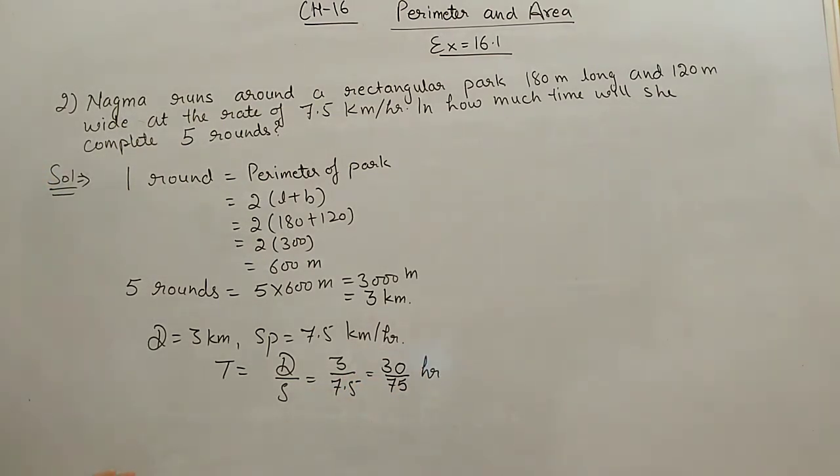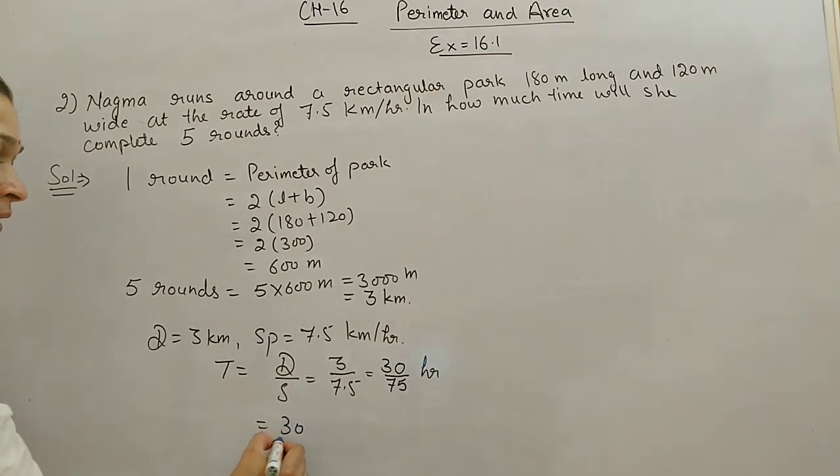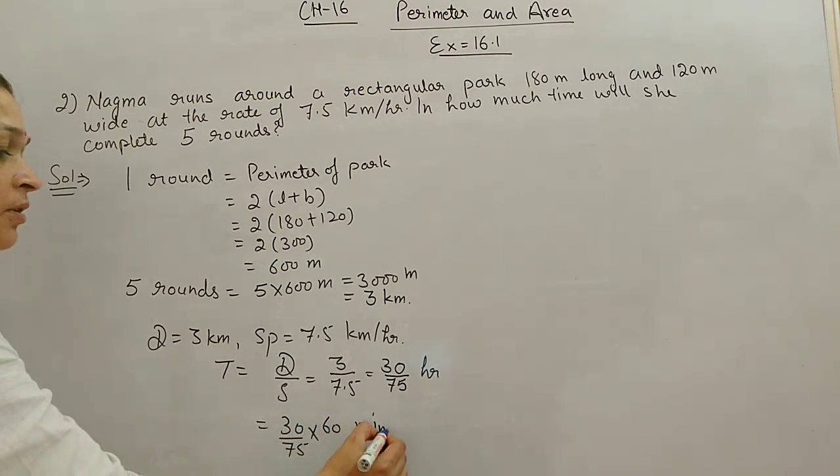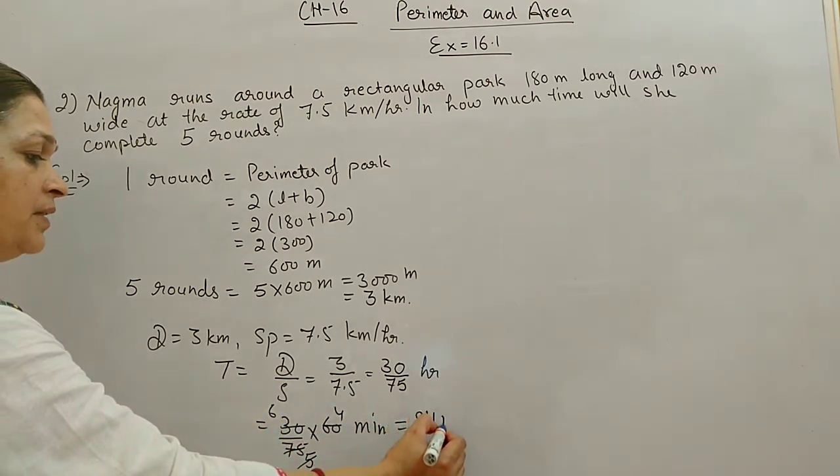If you calculate in hour, and if you want to calculate in minute, then 1 hour is equal to 60 minutes. So you can multiply by 60 here. 30 by 75 into 60, then it will change into minute. But it is not compulsory to change into minute. You can write your answer in fraction also here in the form of hour. Now you can do the cancellation. 15 fours are 60 and 15 fives are 75, and 5 ones are 5 and 5 sixes are 30. 6 into 4, 24 minute is the answer.